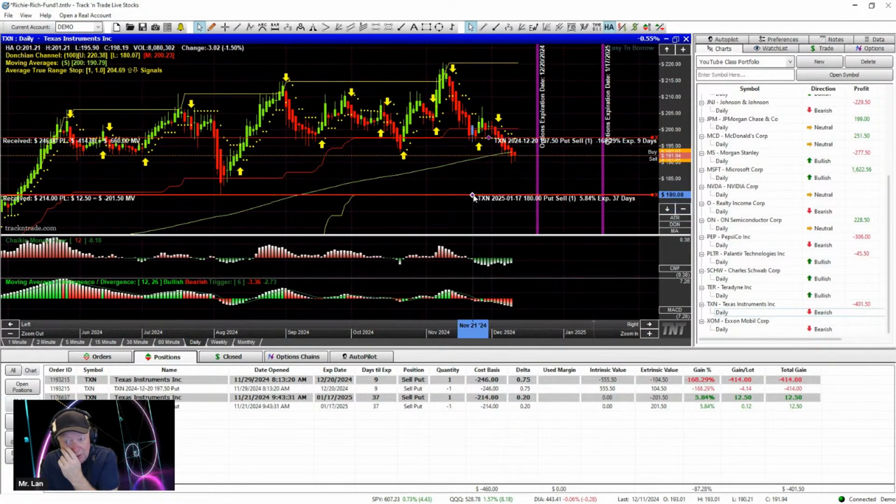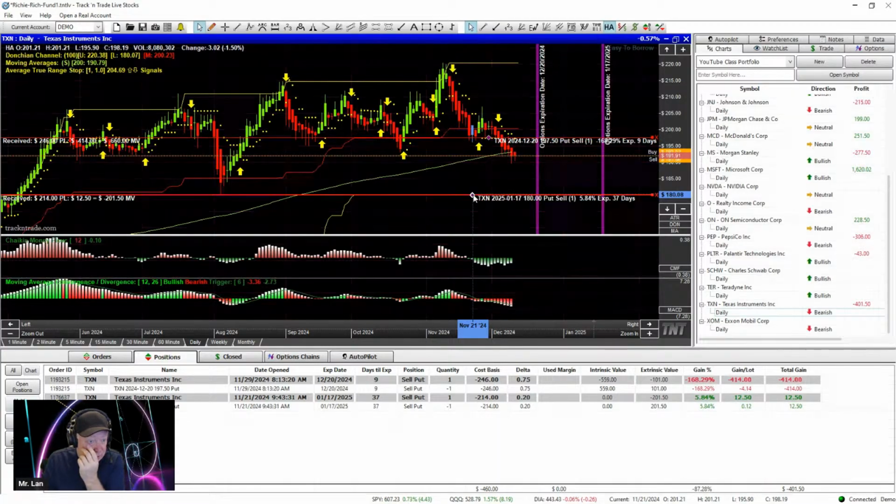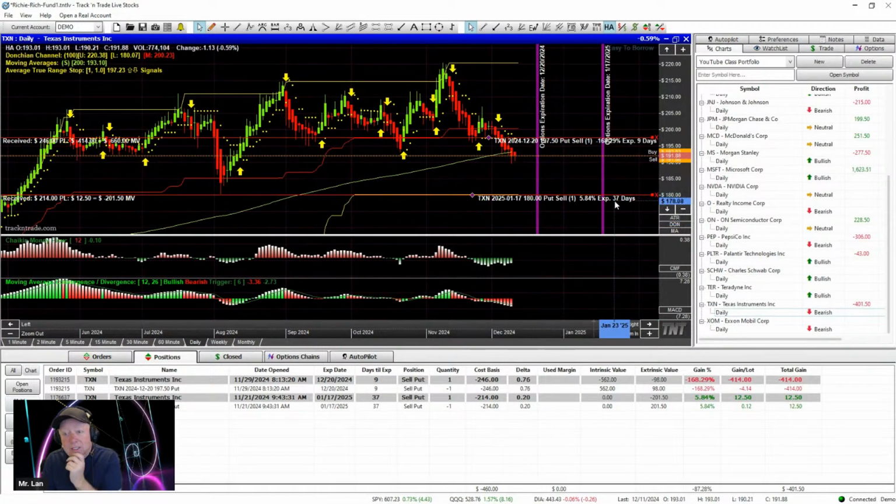Look at this way down here. Way down there, $214. 37 days out.